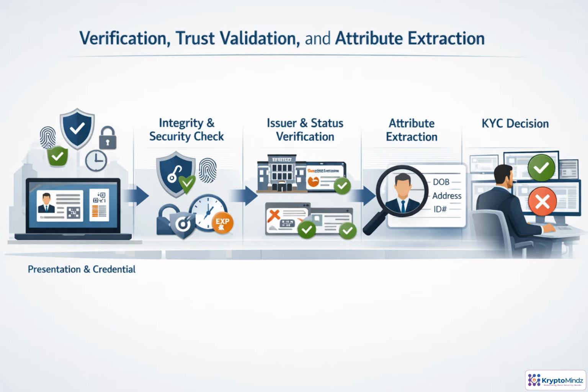Once a presentation arrives, the first job is to prove it hasn't been tampered with and really comes from this holder for this audience at this moment. Next, you decide whether you trust the issuer at all, using configured trust lists or registries. Then you check status. Is the credential revoked, suspended, or expired? Only after all checks pass do you extract normalized attributes for downstream KYC decisions.